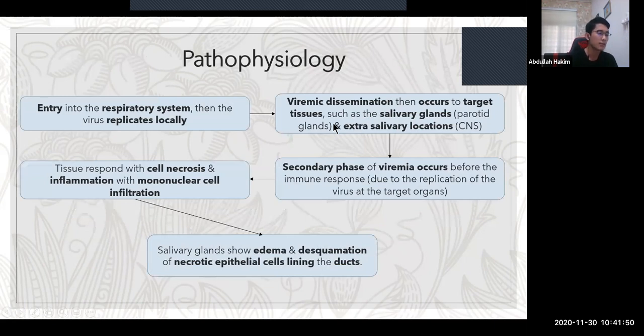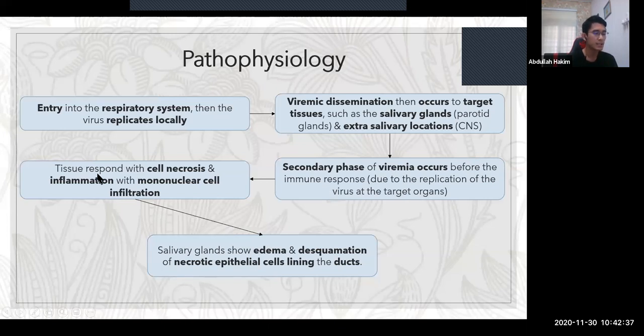So the pathophysiology of mumps is similar to measles. It will enter through the respiratory tract, and then replicate locally, and then there will be primary viremia, which will spread to the local sites, and then disseminate to the target tissues, such as the salivary glands, parotid glands, and the extrasalivary locations, such as the central nervous system. Then there will be a secondary phase of viremia, which may occur before the immune response, maybe due to the replication of the virus at the target organs.